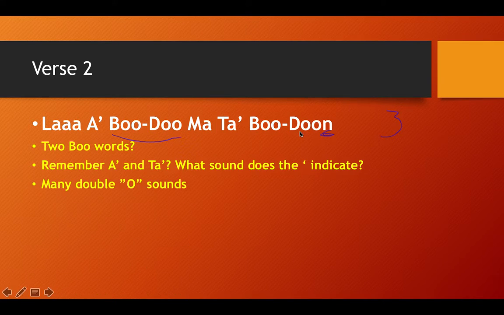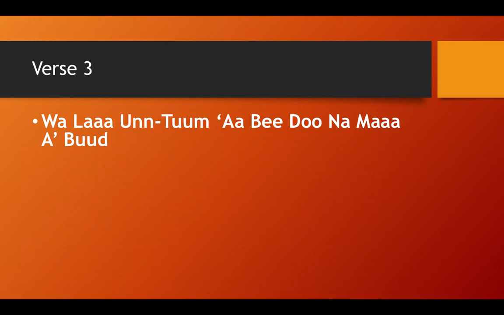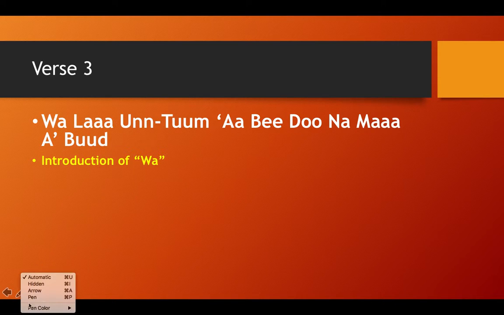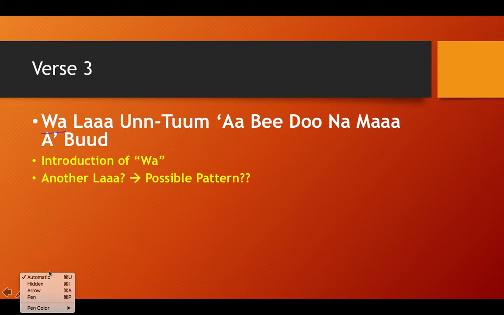Now we see many double O sounds, like I said before. Now we're going to get on to the third verse. So wala antum a'abiduna ma a'bud. Okay, let's make some notes here. This is a very complex verse, so let's see if we can break it down. First of all, we have the introduction of wa. We've seen wa many times in other surahs, so that should help us remember. And then we see another la, okay? So we're starting to see a bit of a pattern, and we know it's being repetitive here.